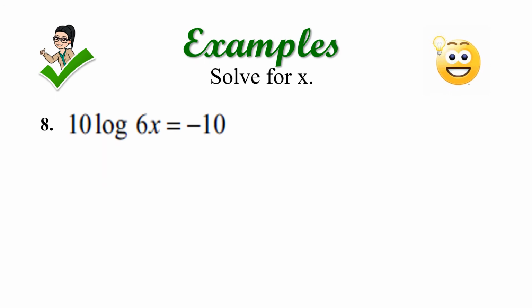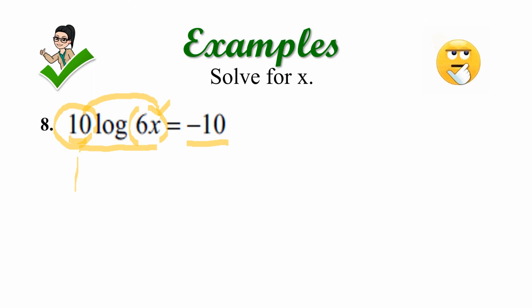Let's have example number 8. 10 logarithm of 6x equals negative 10. Or another way of reading this is 10 times logarithm of 6x is equal to negative 10. If you see a number before a logarithm, you transfer it as the exponent of whatever number you have here.